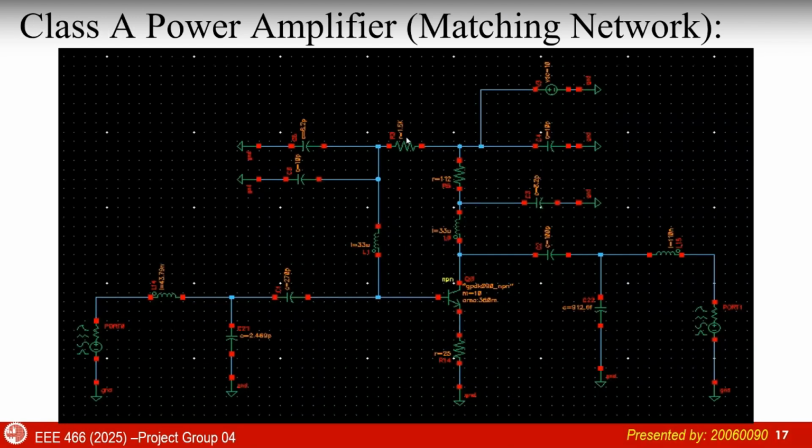Assalamu alaikum. This is our amplifier after integrating the matching network. The purpose of this network is to maximize power transfer by matching the source and load impedances at the desired frequency, which is 433 MHz.